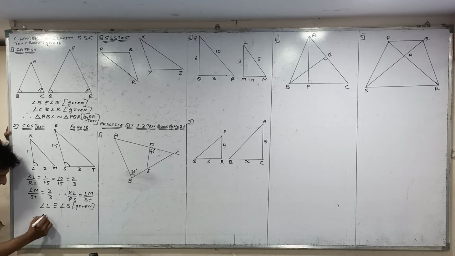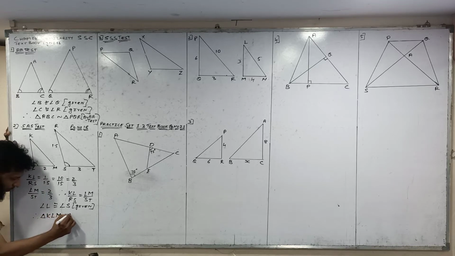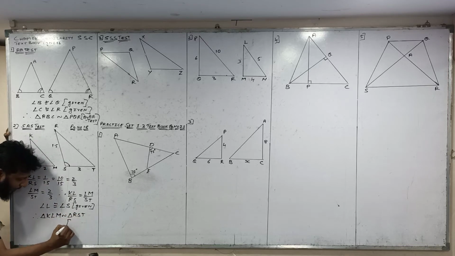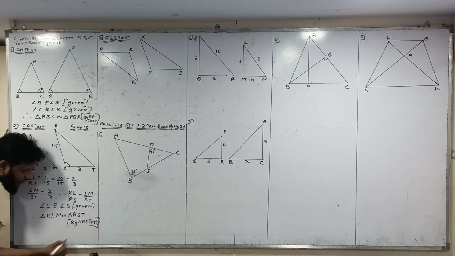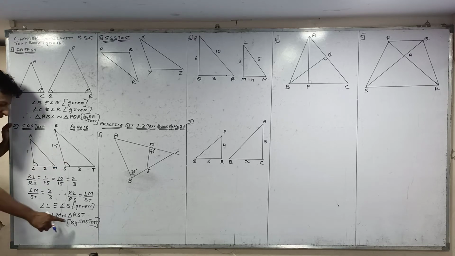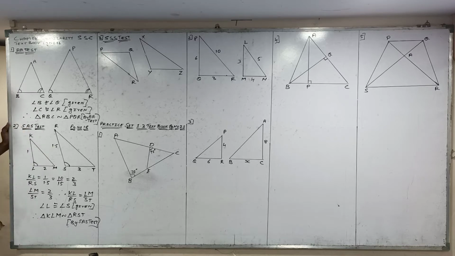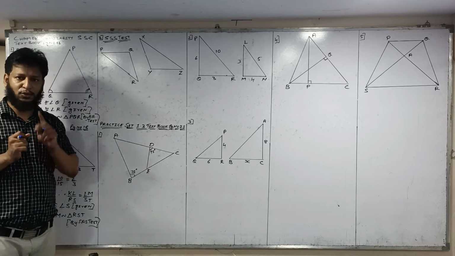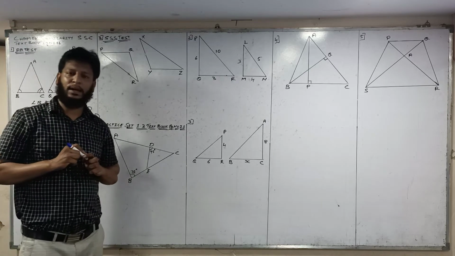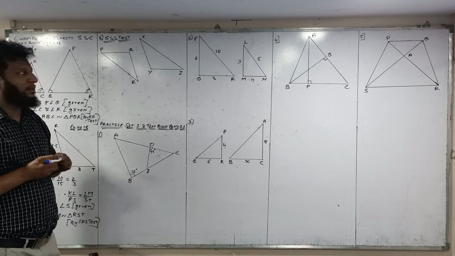Therefore triangle KLM is similar to triangle RST by SAS test. So this is the second test. If the sides are proportional and the angle between them is congruent, then the triangles are similar by SAS test. So we have done this. Where two sides are proportional and the middle angle of those proportional sides is congruent, then the triangles are similar by SAS test.